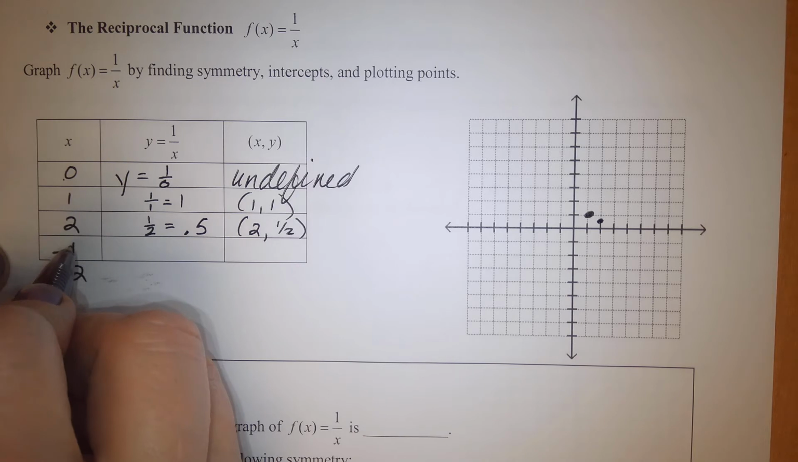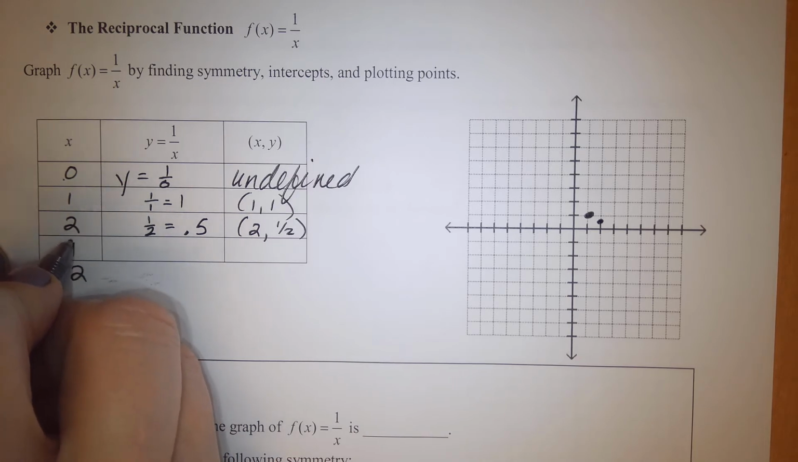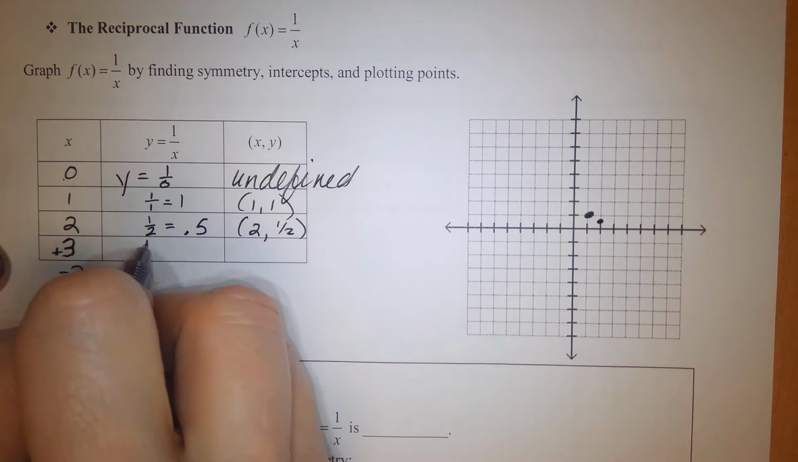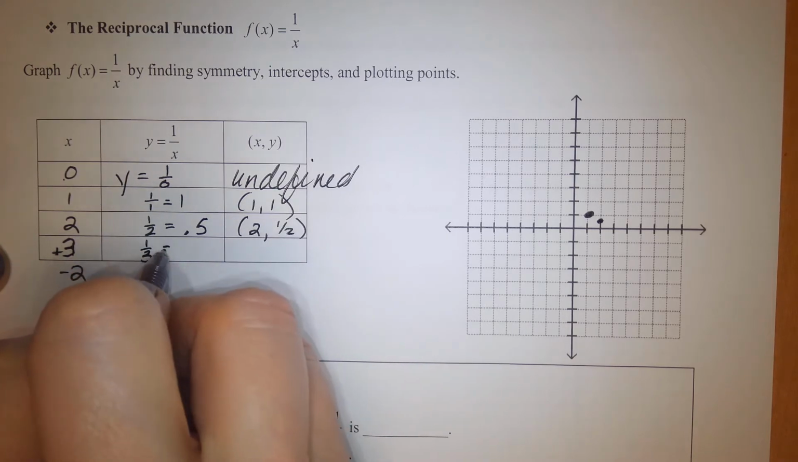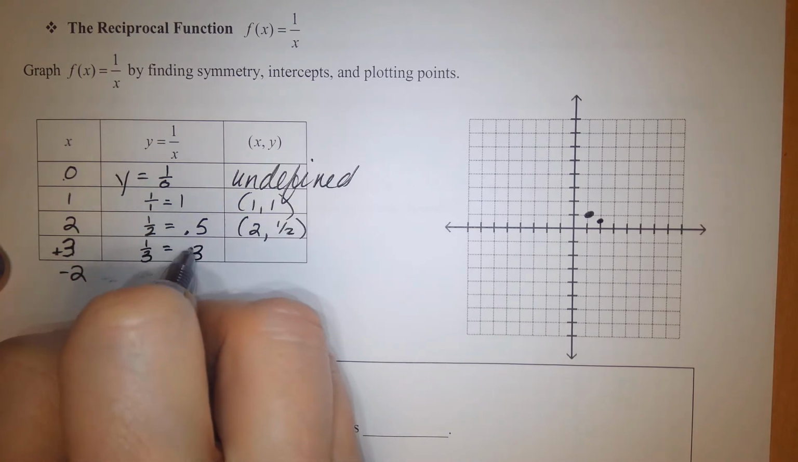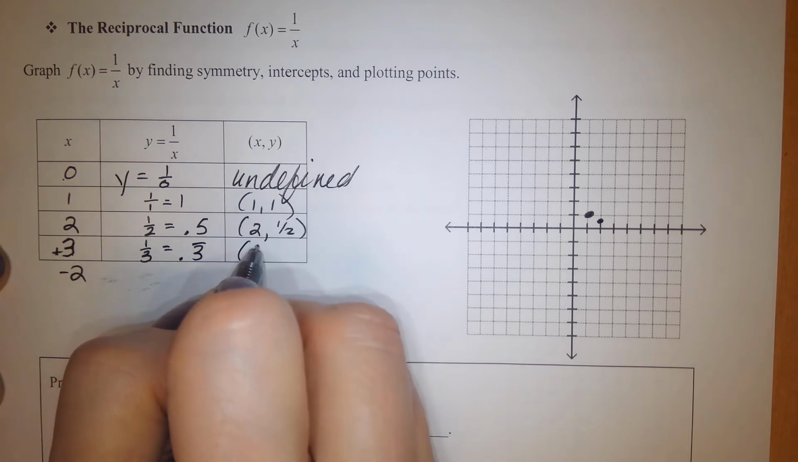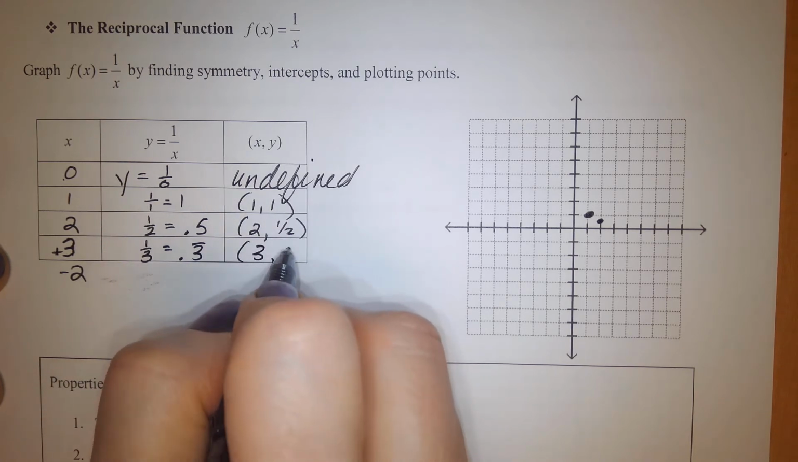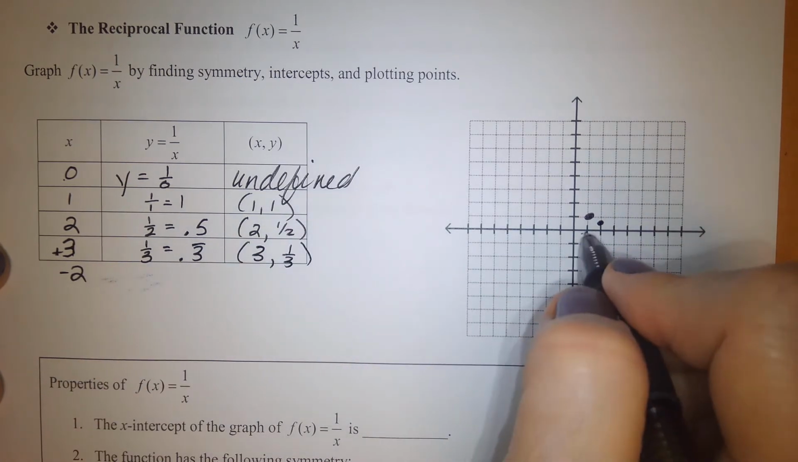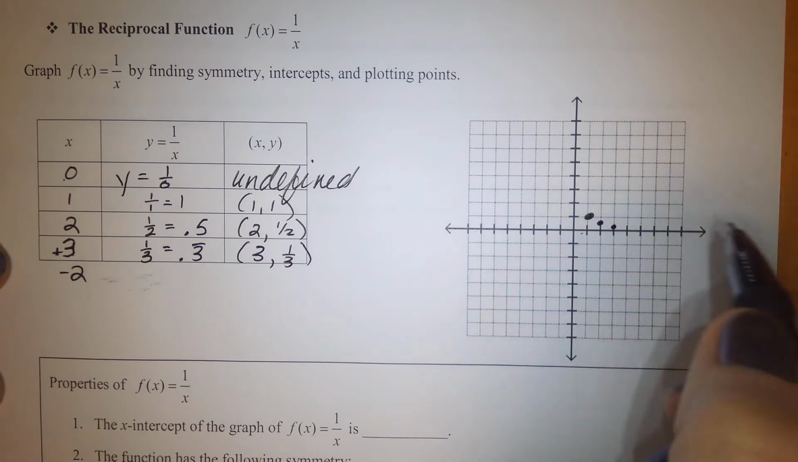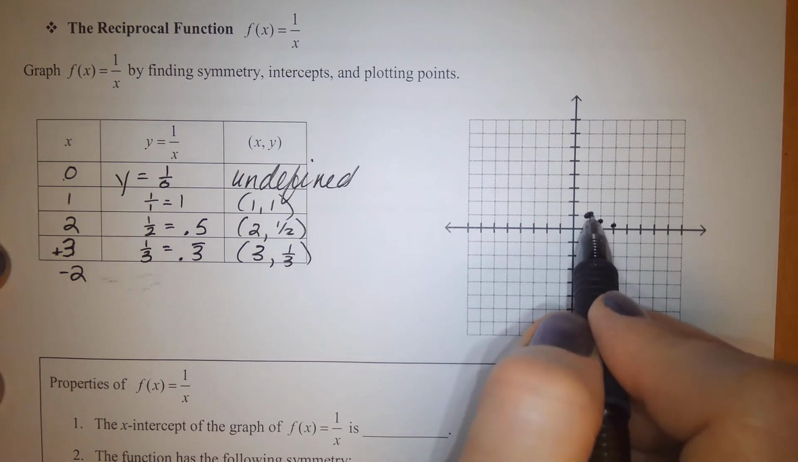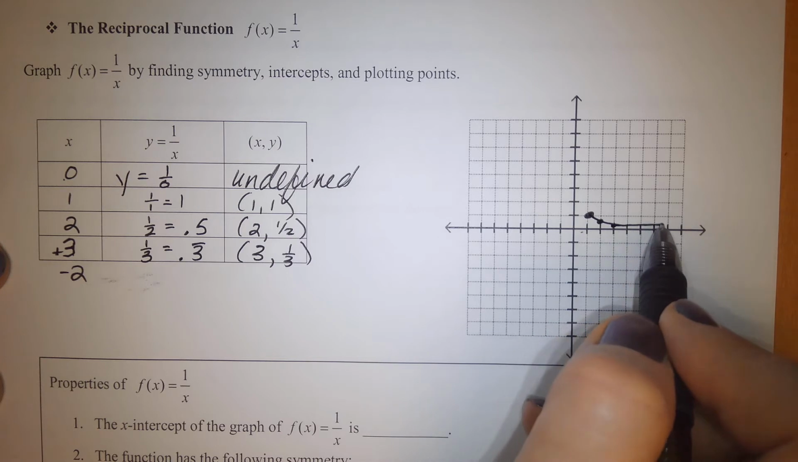Before I do negative 1, let's put in a 3 there and see what happens. If I do 1 over 3, we get 1/3, which is about 0.3. So we have a point at 3, 1/3. So these are just getting smaller and smaller and smaller like that.